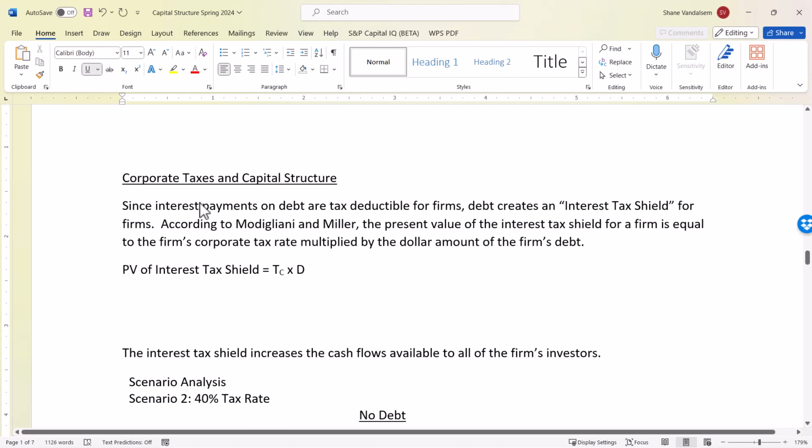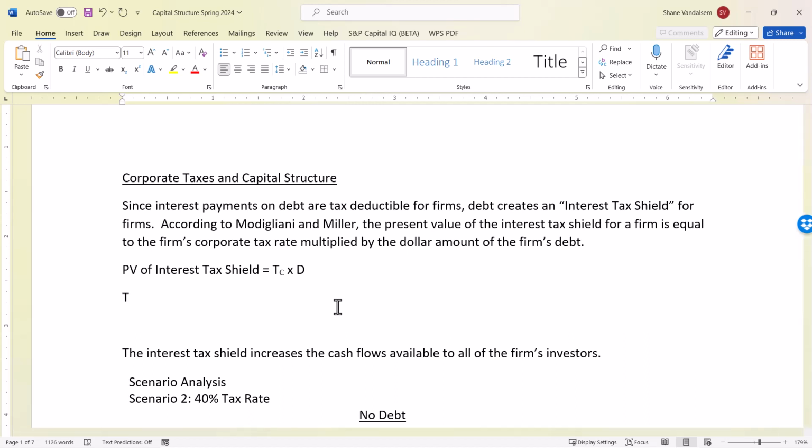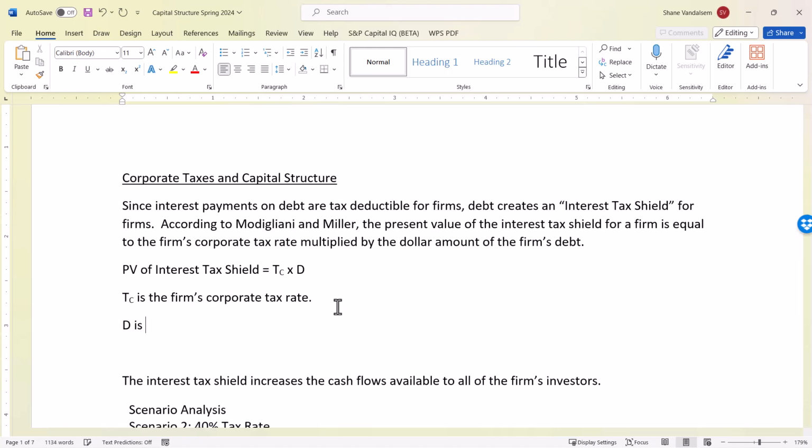Since interest payments on debt are tax deductible for firms, debt creates what's referred to as an interest tax shield. According to Modigliani and Miller, the present value of the interest tax shield for a firm is equal to the firm's corporate tax rate multiplied by the dollar amount of the firm's debt. So that's what I have here. The present value of the interest tax shield is equal to T sub C, the firm's corporate tax rate, times D, the dollar amount of debt that the firm has.